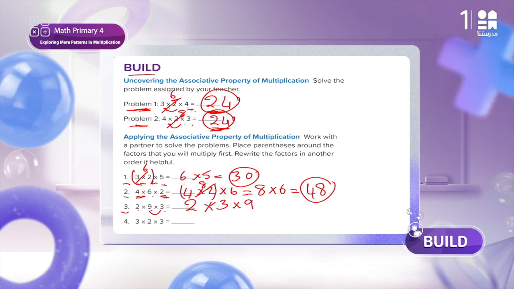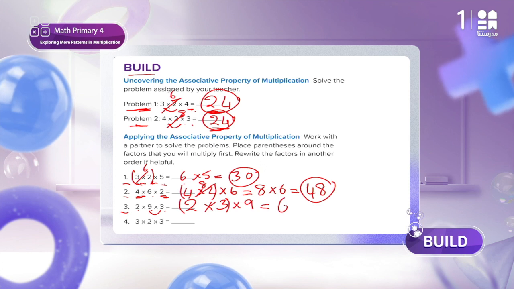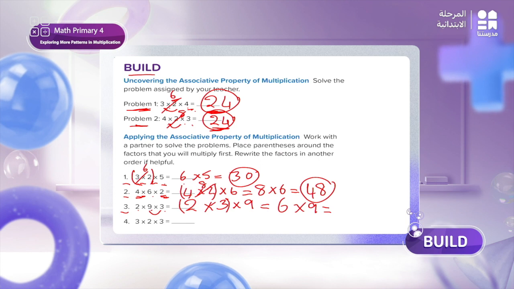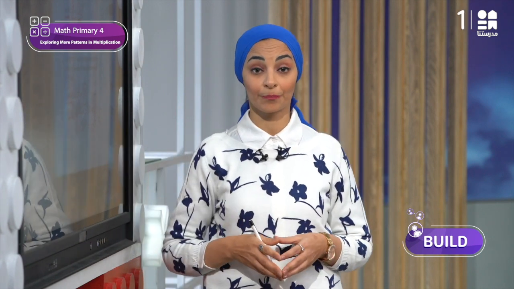Okay, so I will multiply what first? Yes, I can multiply 2 times 3 first. 2 times 3 equals what? 2 times 3 equals 6 times 9. 6 times 9 equals 54, and this is my answer. So, the numbers that I start multiplying, I must put the brackets between them.